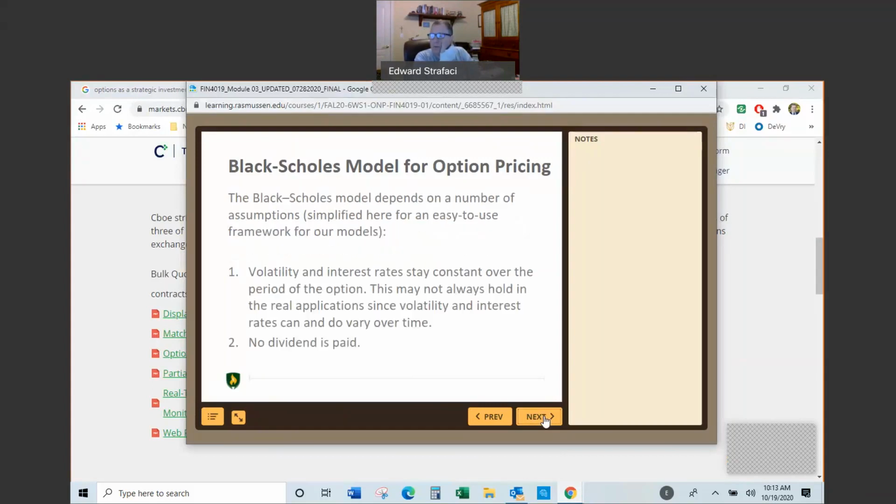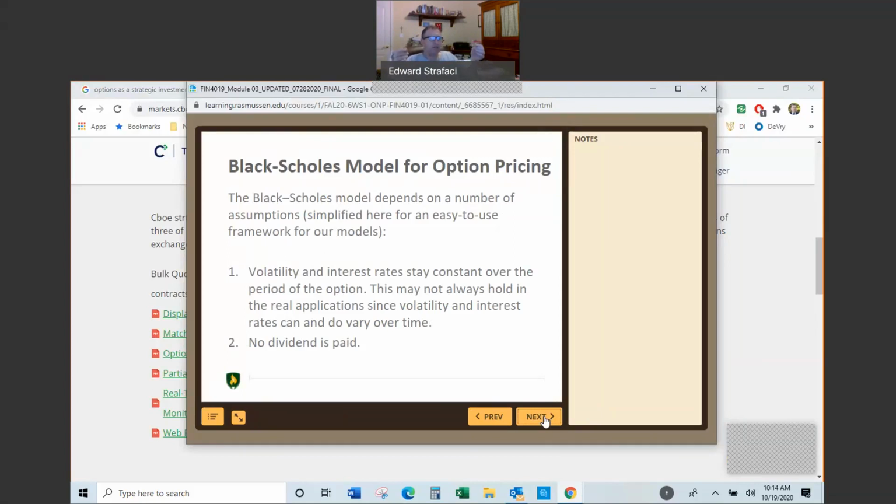So the big determinant of an option is going to be time. It's like an insurance policy. The more time I have on my insurance policy, the more protection I have. And volatility. What's volatility? Volatility is how much my stock moves up and down. Now, obviously, if my stock's moving up and down a lot, my option's worth more. I don't know how obvious it is, but it should be worth more because it gives me more of a chance to utilize that option.